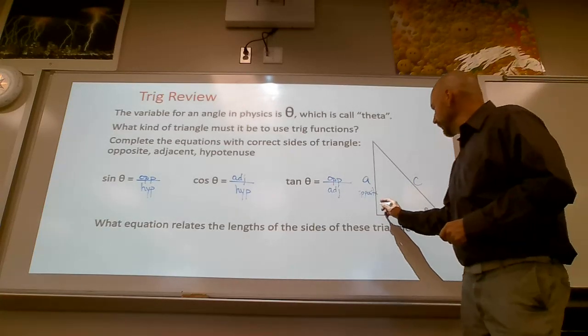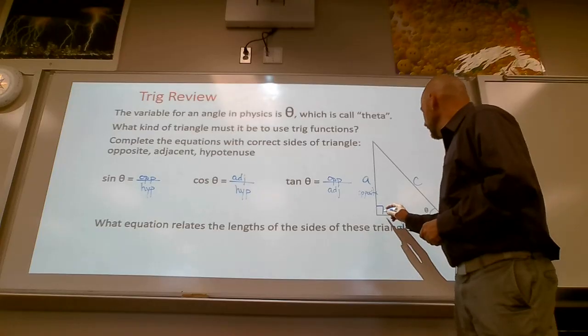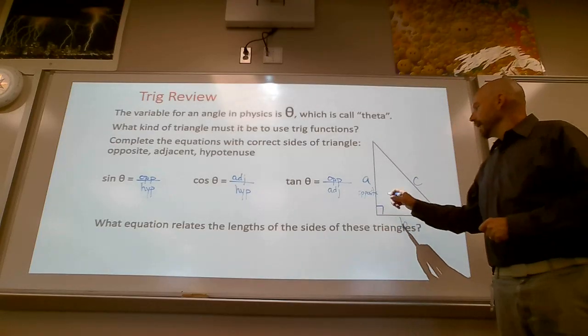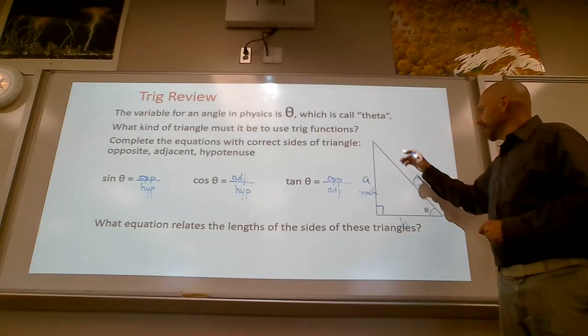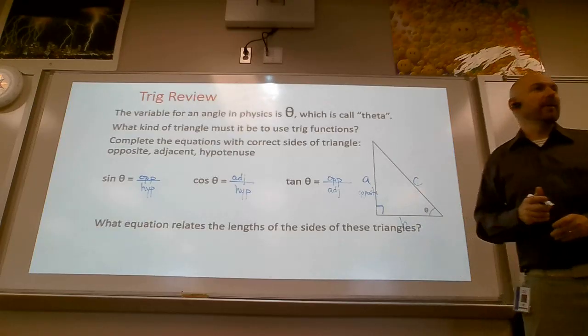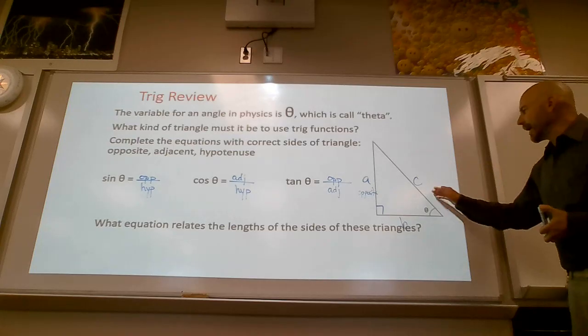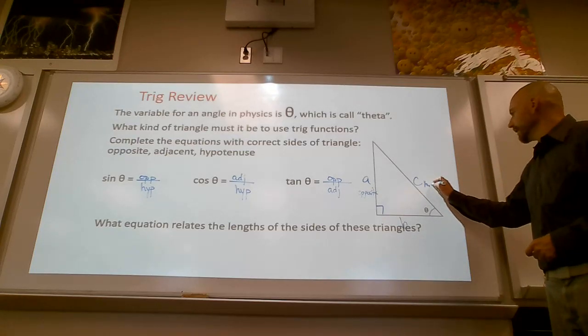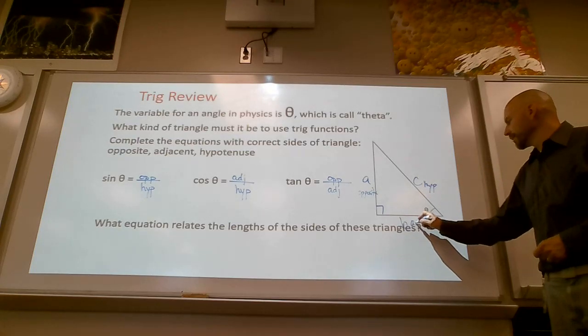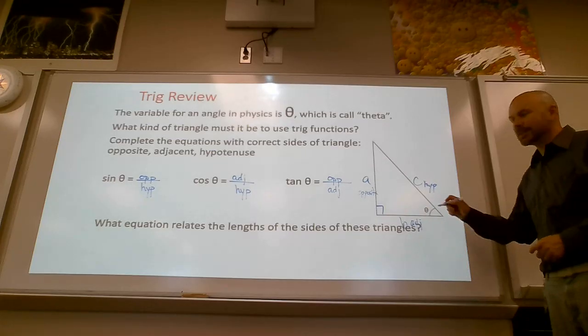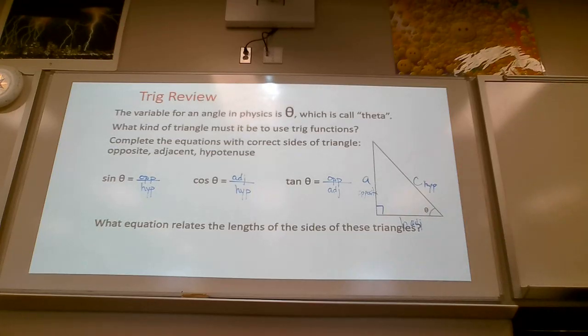C. How do we know? Because it's slanting downwards. It's the longest side. It's also opposite of the right angle. Okay, so this is hypotenuse because it's opposite of the right angle, and then this one is the adjacent because it's touching that angle. Okay?